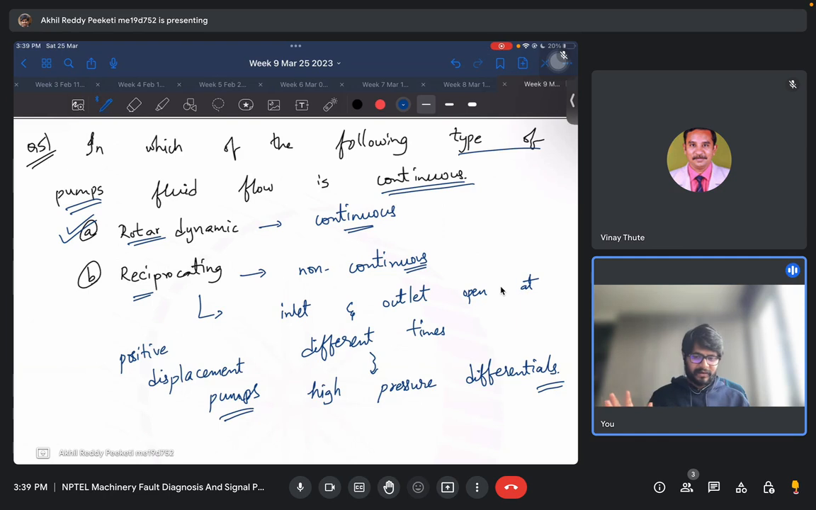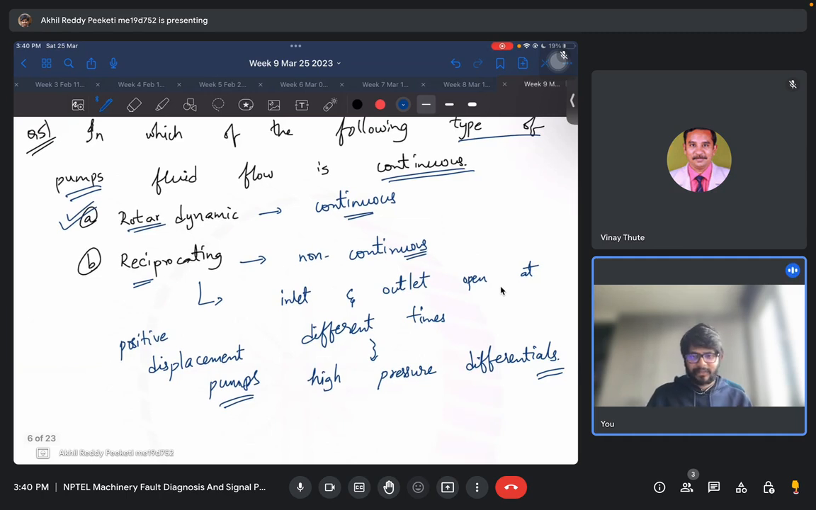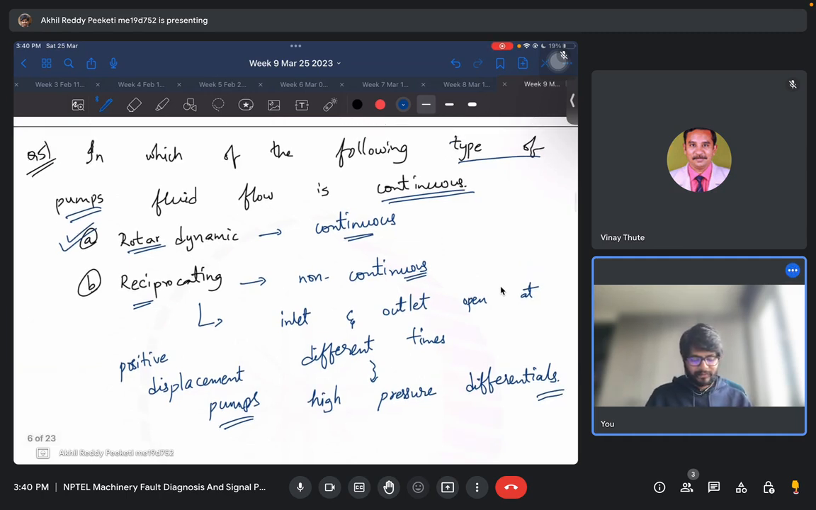So first, while you are inletting the fluid, outlet is closed, only the fluid comes in, and then the inlet is closed and the outlet opens while you are pressurizing the fluid. So you have very high pressure differentials. And these are the reciprocating pumps or the positive displacement pumps. And the fluid flow here is non-continuous, as inlet and outlet open at different times. So once the fluid goes out of the outlet, again it gets closed and the inlet opens. So when the outlet is closed, there is no fluid flow.